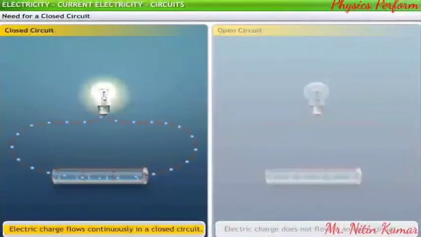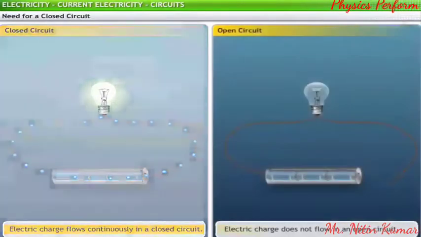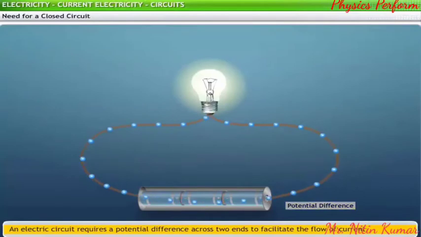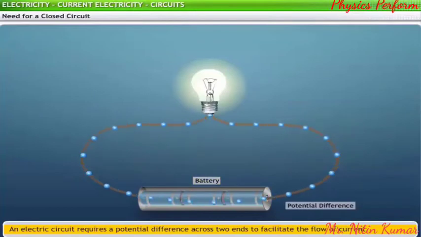A closed loop through which charge can continuously move is referred to as a closed circuit. If the loop is not complete, then charge stops flowing and such a circuit is known as an open circuit. Also, for continuous flow of charge, there should be an electric potential difference across the two ends of the circuit. This potential difference is usually maintained by the use of a cell or a battery.